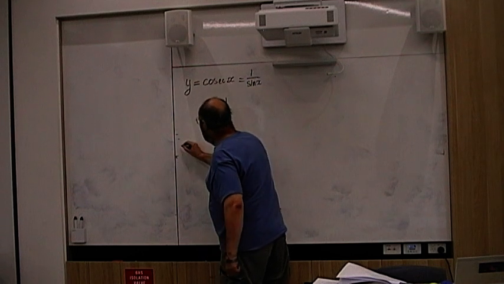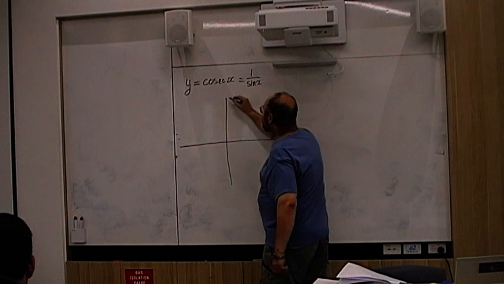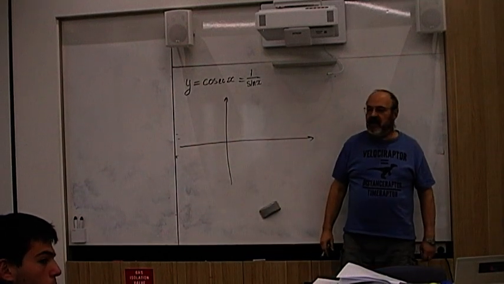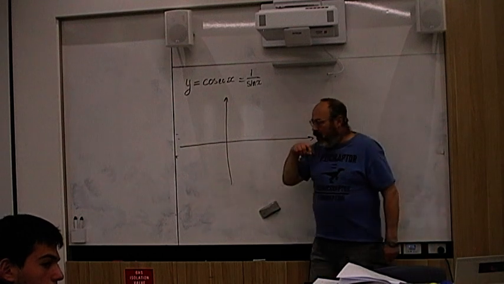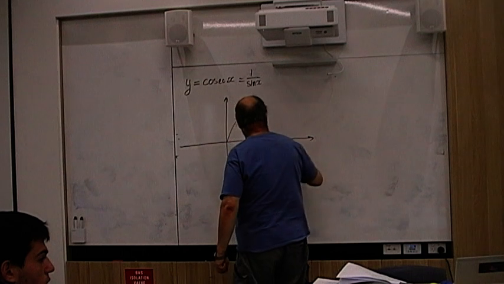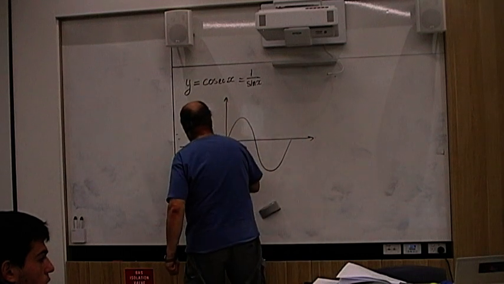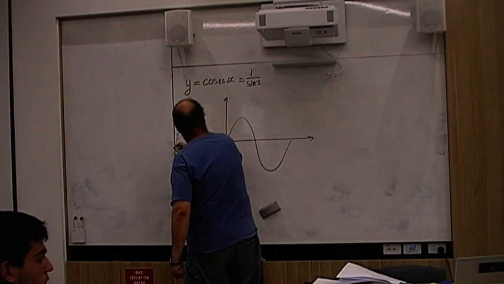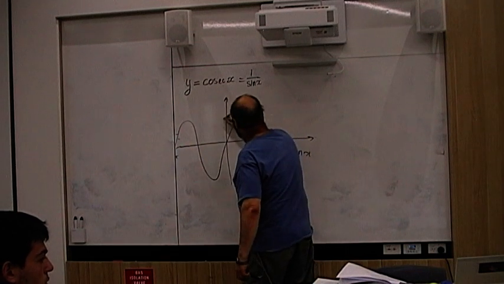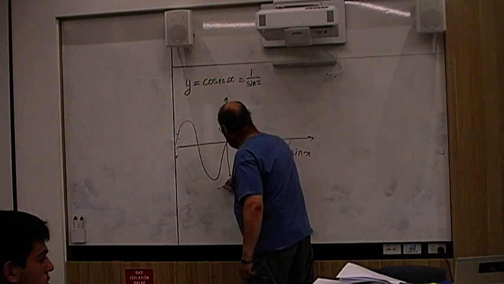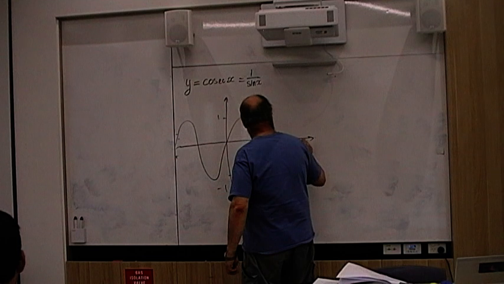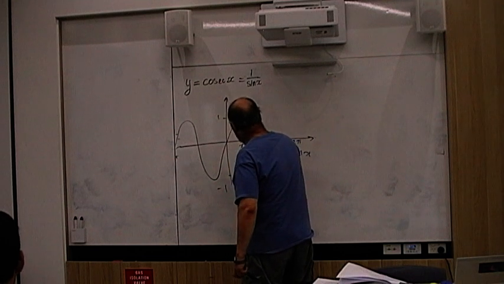To sketch a reciprocal graph, you always start from the original graph. We sketch sine x, and now we'll draw two cycles, one to the left, one to the right. We have 1, we have -1, we have pi, 2 pi, pi over 2.